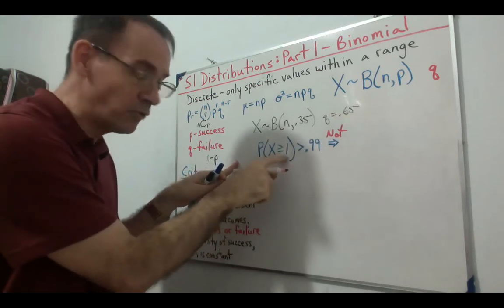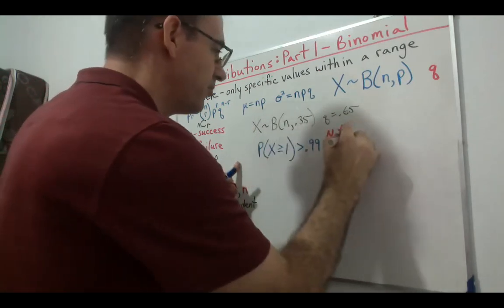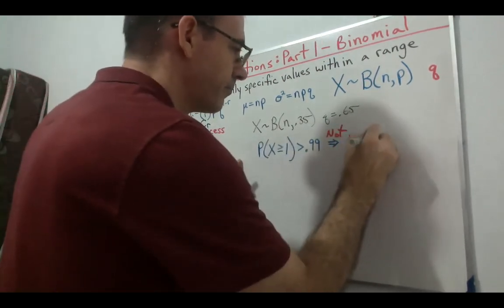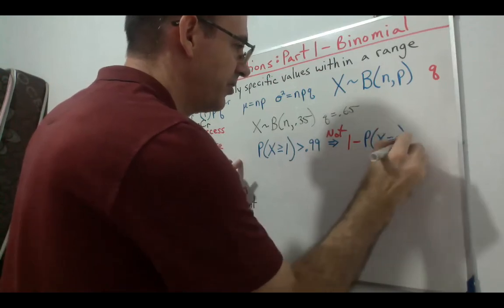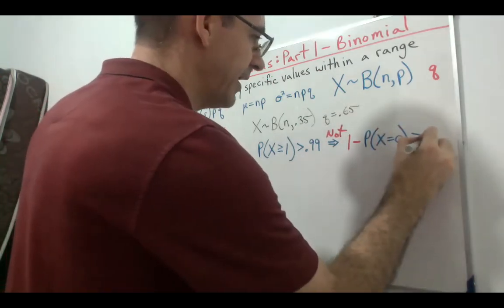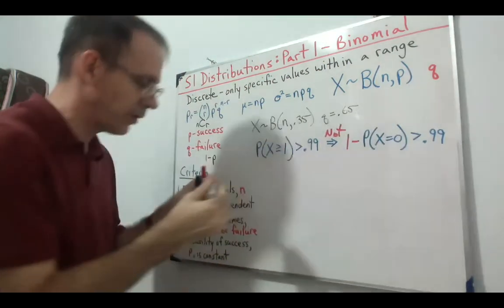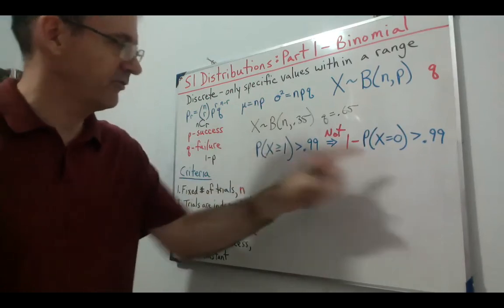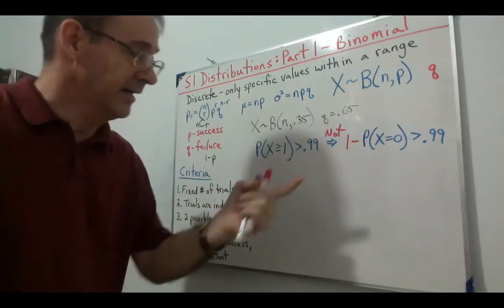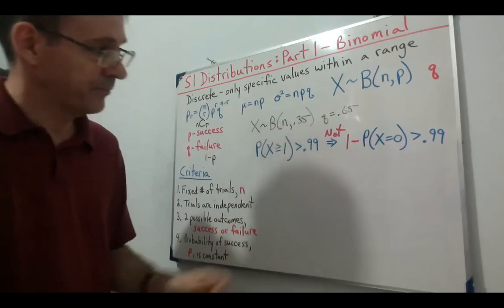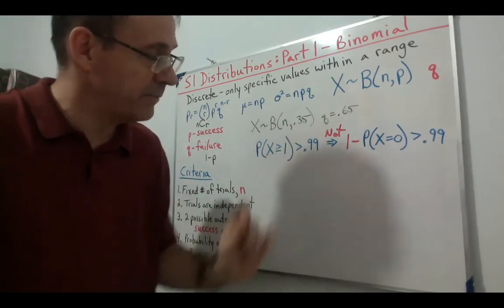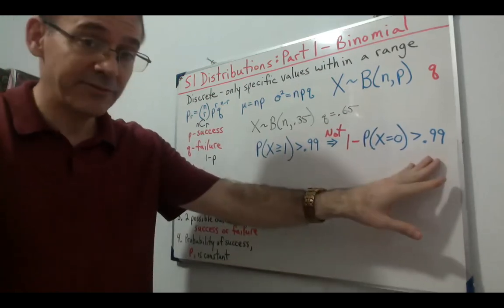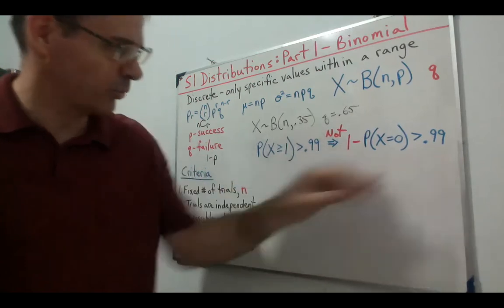counting down, and we don't include the 0, so not is 1 minus the probability that X equals 0 is going to be greater than 0.99. So I rewrote it because we don't know how far we're counting up to, but we can count down, and there's only one number below 1, and that's 0. You can't have negative weeks. So not is our 1 minus, and then the probability that X equals 0. So we have an inequality here to work with.